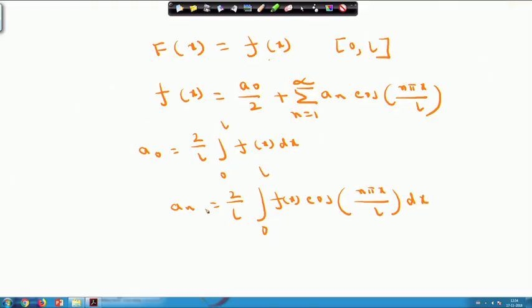So, if the function f(x) is defined in 0 to L, then the half range cosine series of f(x) will be equal to a_0 by 2 plus summation n equals 1 to infinity a_n cos n pi x by L, where a_0 will be 2 by L integral 0 to L f(x) dx, and a_n will be 2 by L integral 0 to L f(x) cos of n pi x by L into dx.